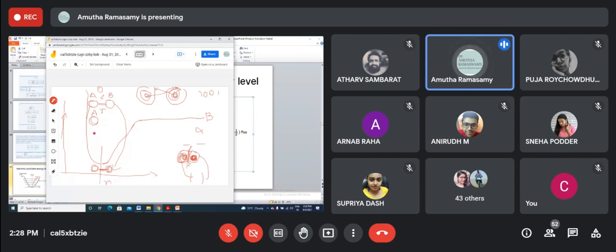So this region is formed by A and B repulsion, and this region is formed by A and B attraction. You guys are following? Yes, ma'am. Okay. So now I am bringing in another thing that we have studied. What is that?